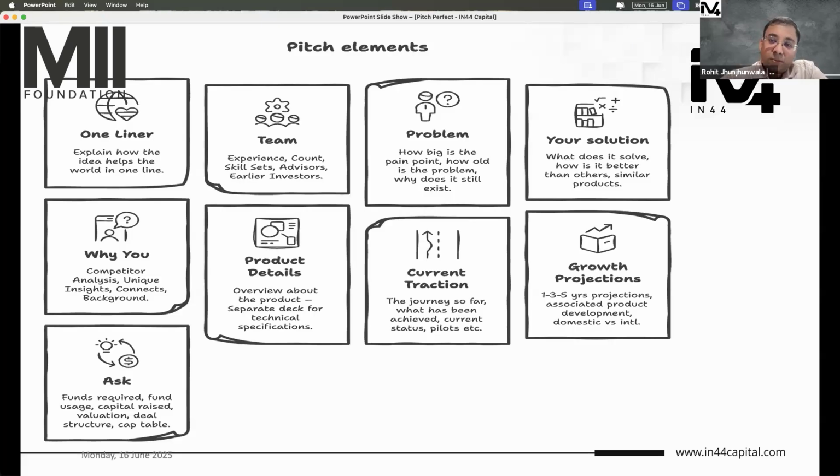If I do agree that a problem exists and I do agree your solution is the best, are you the right team to implement the solution? Sometimes the solutions are very, very technical. Let's say you're making some oil and gas robots, do you have enough capability or understanding about the industry? If you don't have it, do you have advisors who understand it? Why do you think you are better placed than others out in the market to solve this problem?